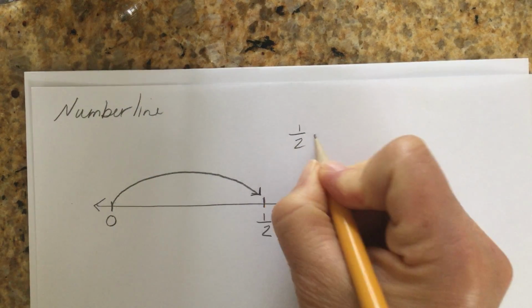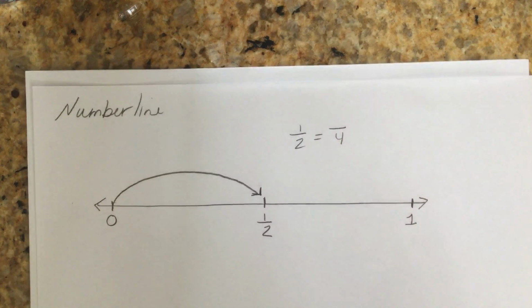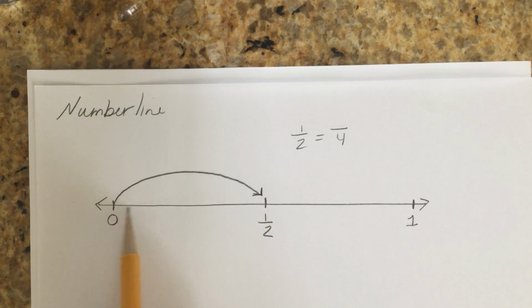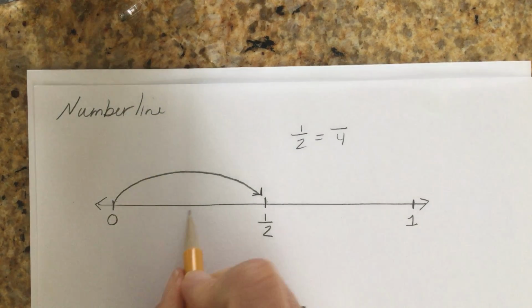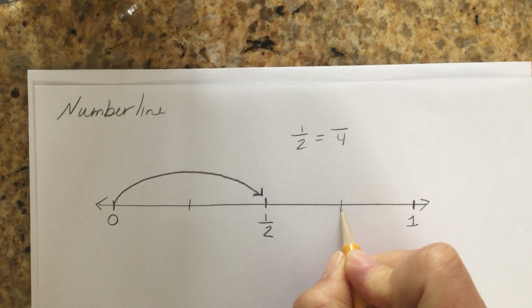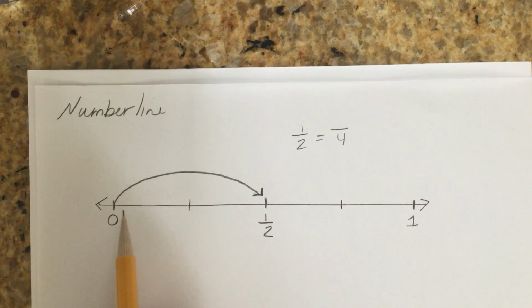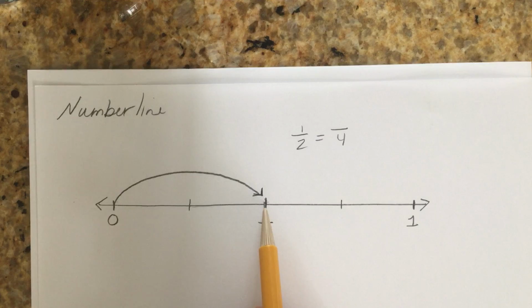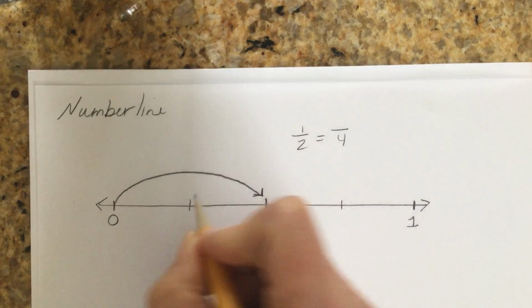Okay, now suppose I want to show how many fourths. So 1/2 is equal to how many fourths? Well, then I need to take this number line and divide it into fourths. So if I take my halves and go right in the middle of each half, I now have 4 equal parts. 1, 2, 3, 4.